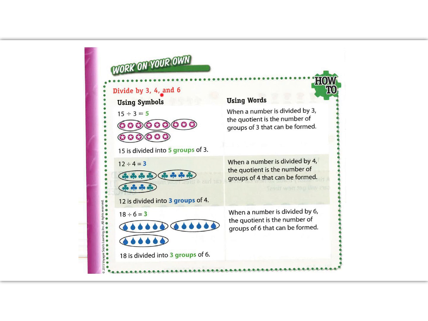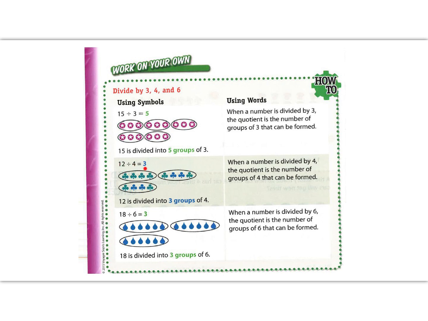Okay, divide by 3, 4, and 6. So using symbols, here's an example: 15 divided by 3. So we're dividing by 3, and that equals 5. 15 is divided into 5 groups of 3. So remember, when we divide, that's how many we want in each group. And then 5 is the number of groups. So when a number is divided by 3, the quotient or the answer is the number of groups of 3 that can be formed. So we can see that there are 5 groups of 3.